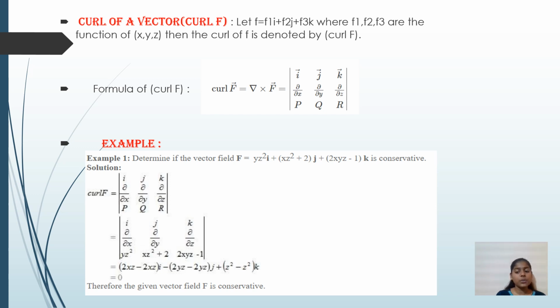Now we have to differentiate in matrix form, that is i times the differentiation of r with respect to y minus q with respect to z, and so on. That gives 2xz minus 2xz i cap, minus 2yz minus 2yz j cap, plus z square minus z square k cap, which results in 0. Therefore, the given vector field f bar is conservative.